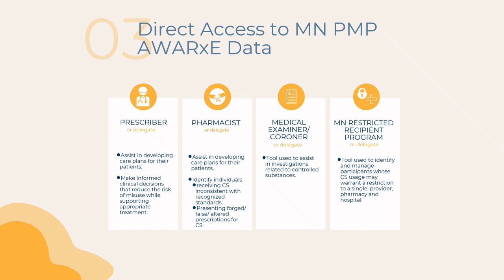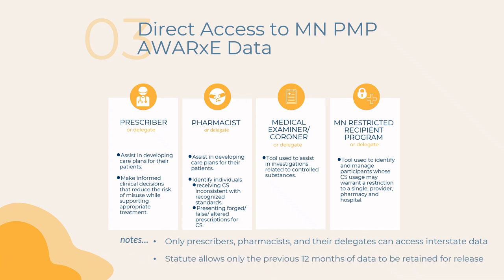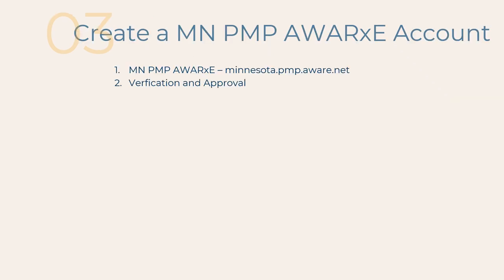Each of these role types can also authorize a delegate or agent to search on their behalf. A delegate must create their own account and access is approved by the prescriber, pharmacist, medical examiner, or restricted recipient program director. The supervising account holder is responsible for all searches performed under their authority and must audit searches quarterly. Points to note: only prescriber and pharmacist role types can perform interstate searches. And for all direct access accounts, only the previous 12 months of data are retained for release.